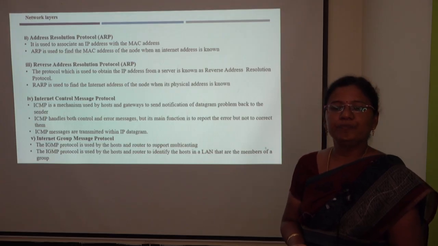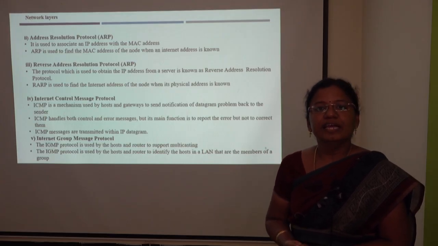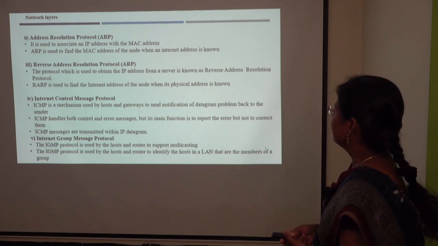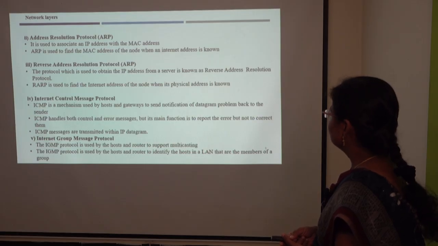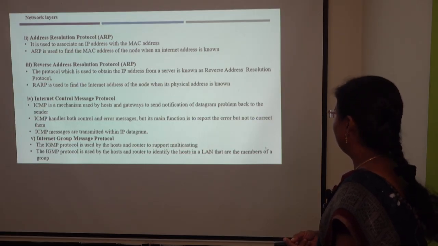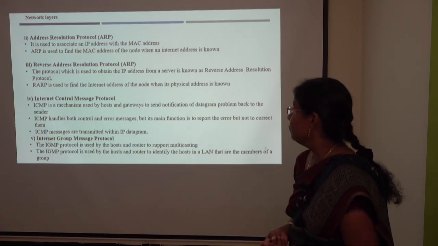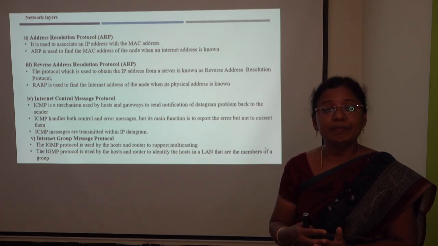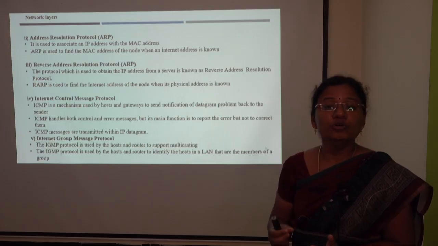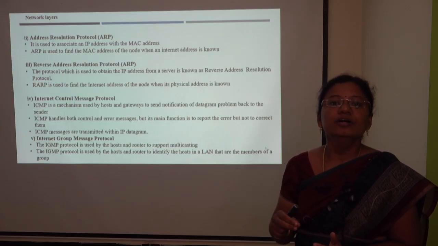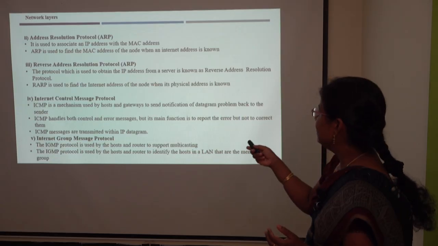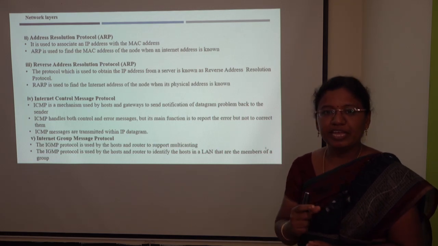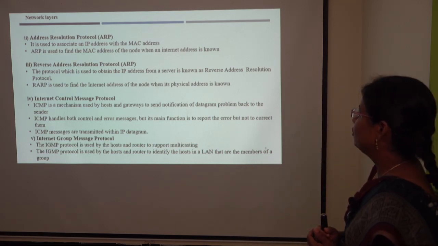So with the help of RARP, we can find the IP address. With the help of ARP, we can find the physical or MAC address. The next protocol is Internet Control Message Protocol. This protocol is used by the host, routers or gateways to send the notification of datagram problems. When we are transmitting the packet from sender to receiver, the packet may be lost or dropped. These problems are notified to the sender with the help of the ICMP protocol. To report the error message or some notification, we can use this protocol, Internet Control Message Protocol.